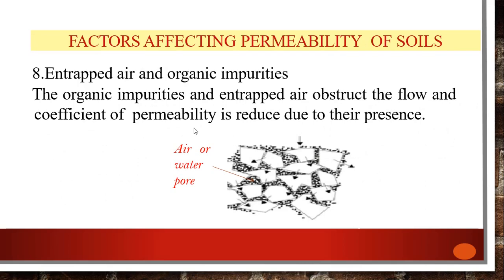If suppose entrapped air and organic impurities are there, what will happen in that condition? Because of the presence of organic impurities and entrapped air, there is an obstruction to the flow, so the coefficient of permeability is reduced.